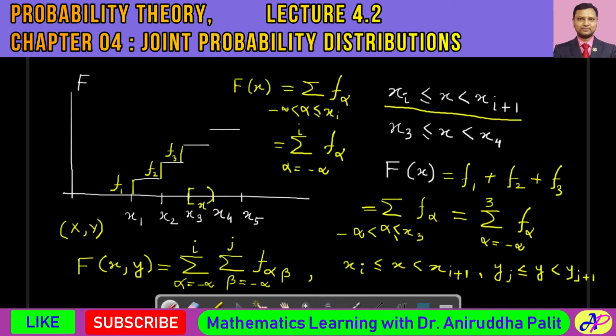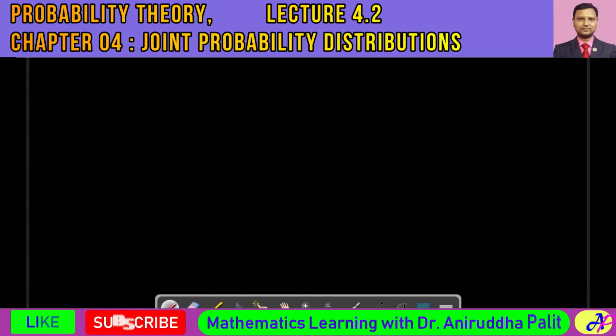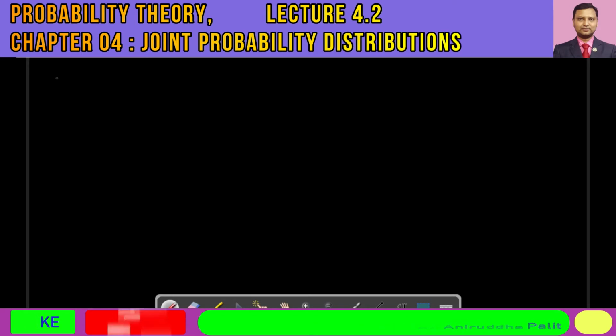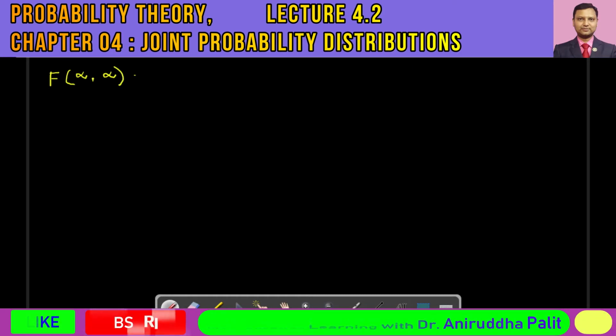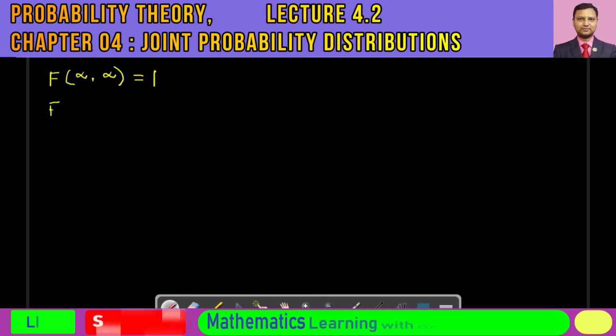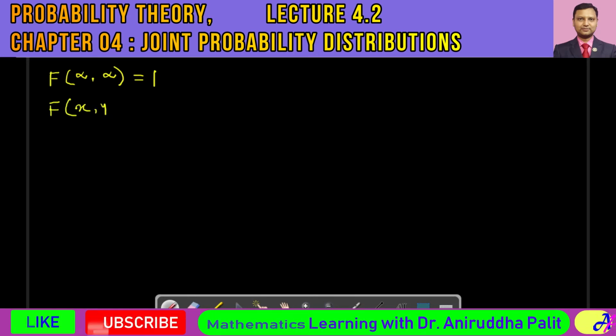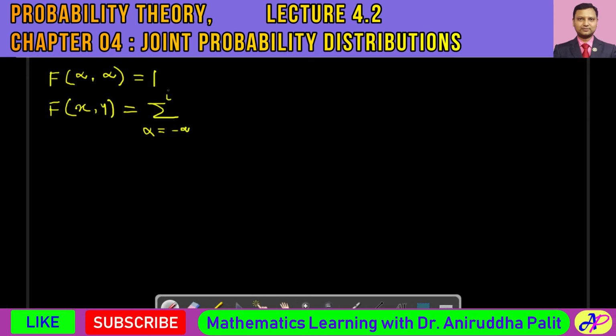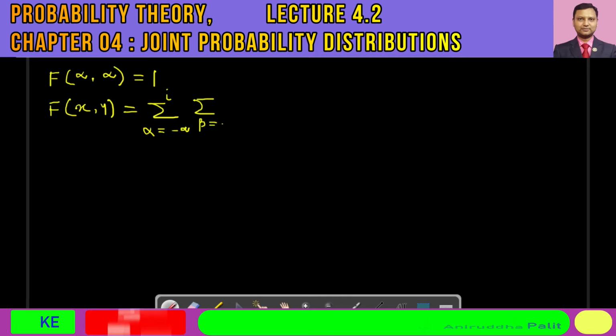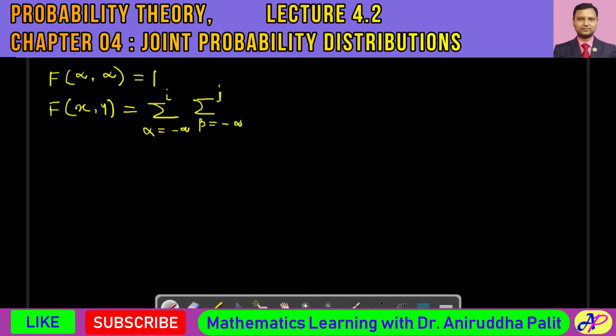And we know that in case of distribution function, we have a restriction that f of infinity comma infinity is equal to 1. F of infinity comma infinity is equal to 1. And as per the definition, what did I say? That f of x comma y is actually equal to summation over alpha, alpha equal to minus infinity to i, summation over beta, beta equal to minus infinity to j, f alpha beta.